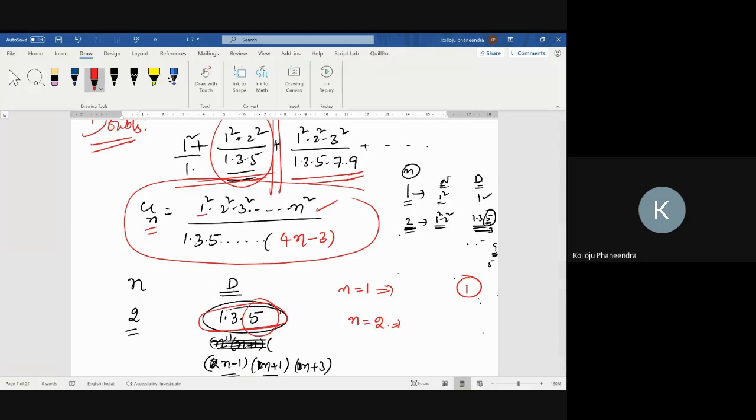When n equals 1, it means 1 square. Putting n equal to 1 here, 4 minus 3 is 1, so only one term will be there: 1 square by 1.